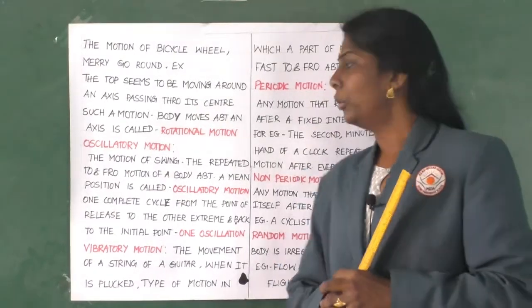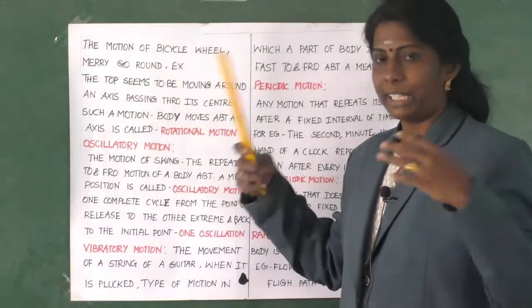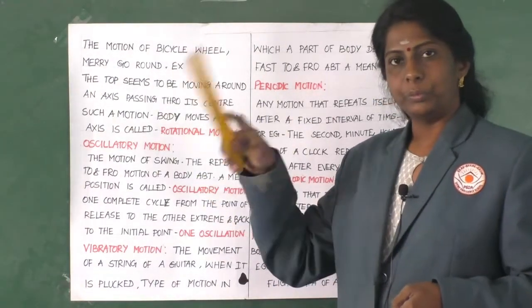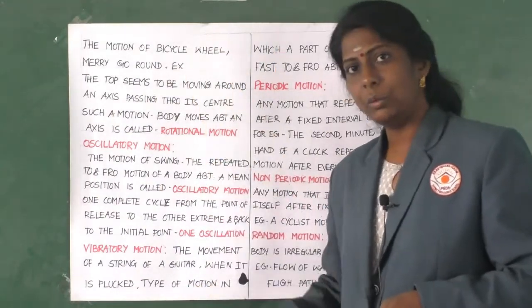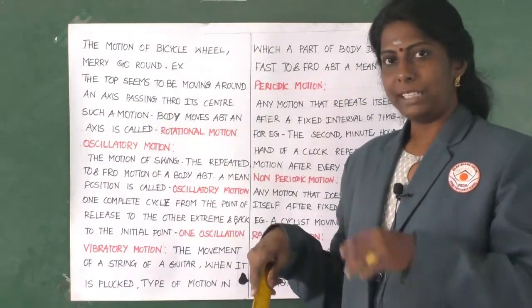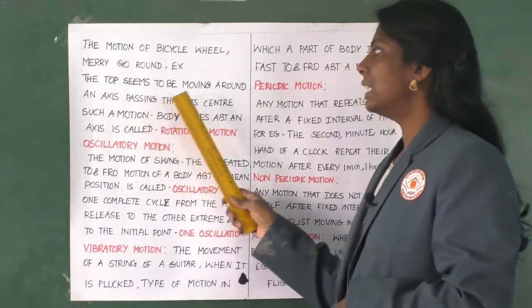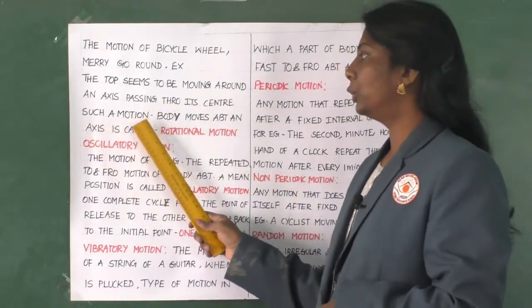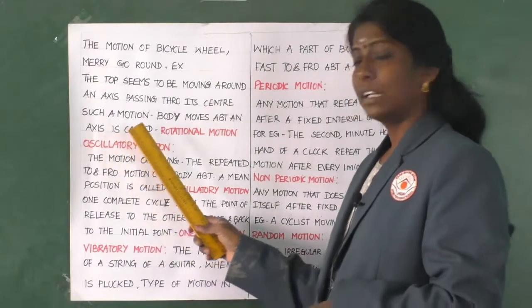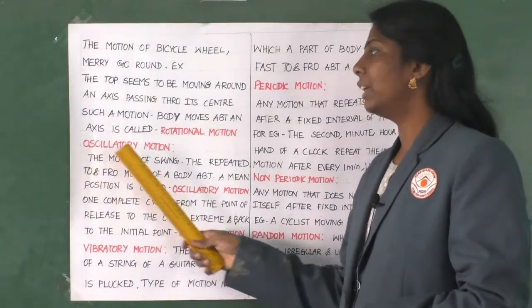Yes children, now let us learn about rotational motion. The motion of a bicycle wheel and a merry-go-round are examples of rotational motion. When you are going on a merry-go-round, the top seems to be moving around. Top will come down, down will go top. Is it not? It moves about the center axis. The top seems to be moving around an axis passing through its center. Such a motion is said to be rotational motion. A body that moves about an axis is said to be in rotational motion. Clear children? Yes.